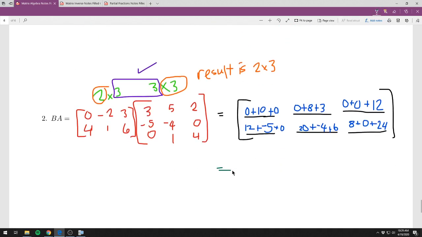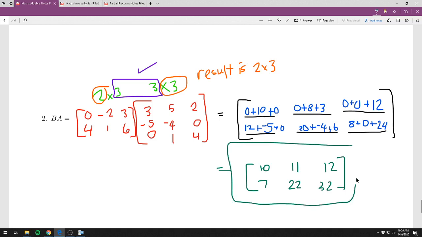Now just simplify each of these numbers. We'll be good to go. This first entry here is 10. Then moving to the right, we get 11. Then moving to the right, we get 12. Then below, 12 minus 5 is 7. 20 minus 4 is 16, plus 6 is 22. And the last entry, 8 plus 24 is 32.